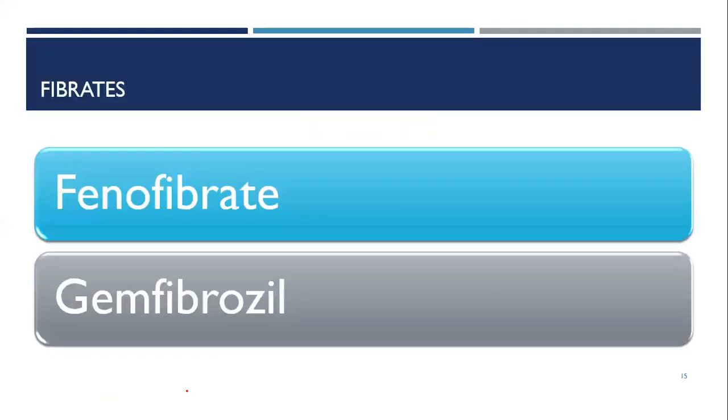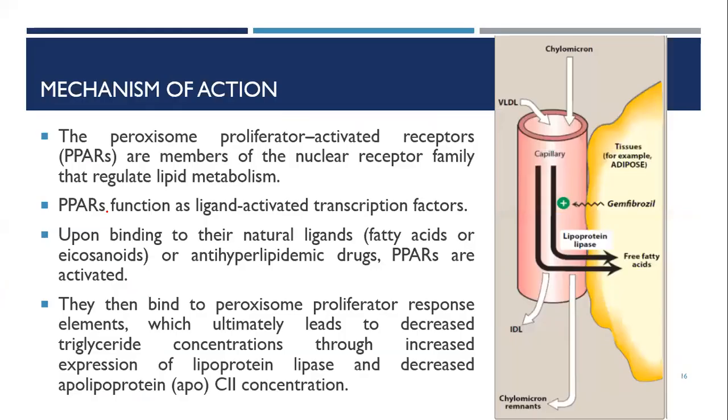Okay, so moving forward to the fibrates, we have two drugs there under, the first one is fenofibrate and the second one is the gemfibrozil. Okay, so let's see what mechanism of action these drugs have. The peroxisome proliferator activated receptors, that is PPARs, are members of the nuclear receptor family that regulate lipid metabolism. Simple. Okay. So these receptors are associated with the regulation of lipid metabolism.